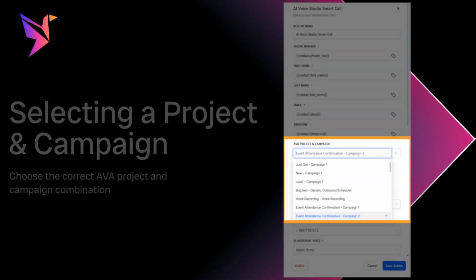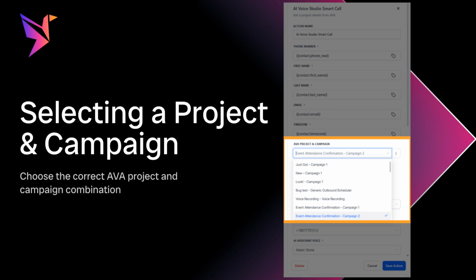Next, select your Ava project and campaign. The dropdown will only show projects that have at least one campaign, and each option is displayed in the format project name-campaign name. When you select one, Smart Call uses that campaign's configuration to perform the call. This ensures that everything from the greeting to the scenario behavior is consistent with what you configured in Ava.